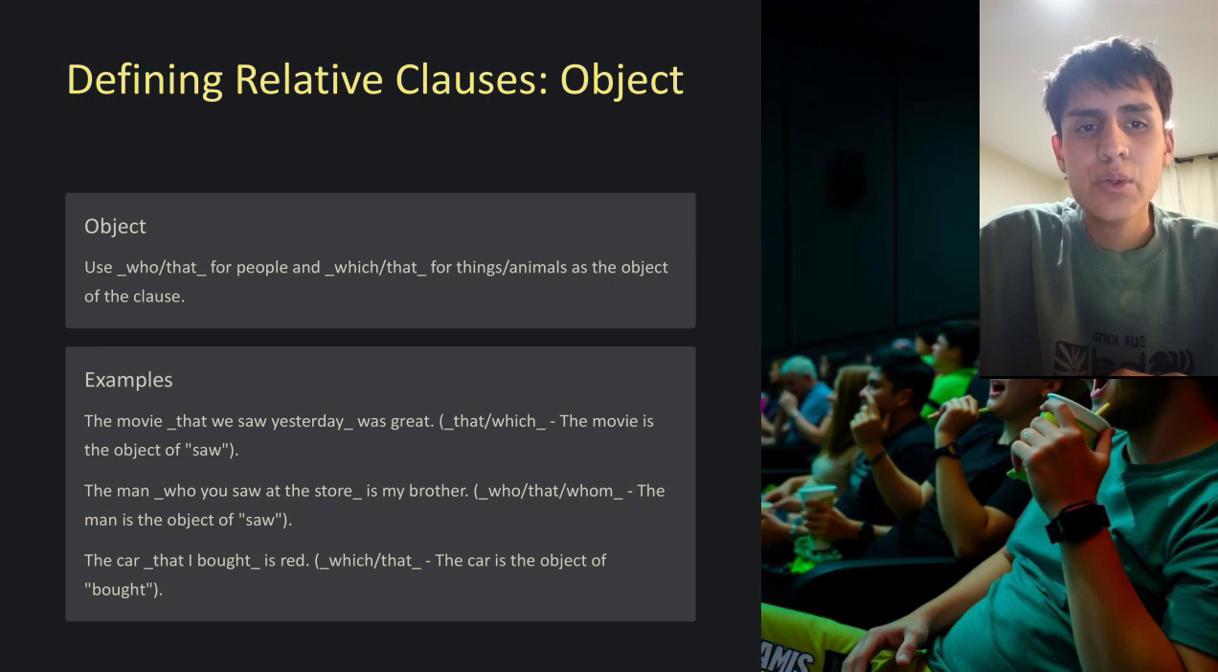The man who you saw at the store is my brother. Who, that one, the man is the object of saw. The car that I bought is red. Which, that, the car is the object of bought.